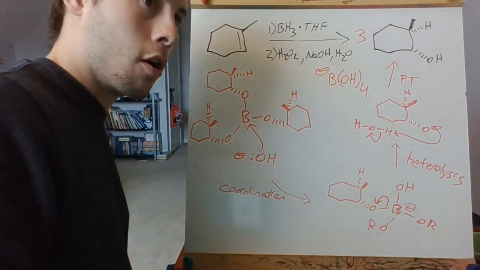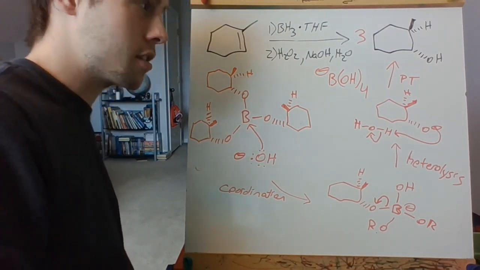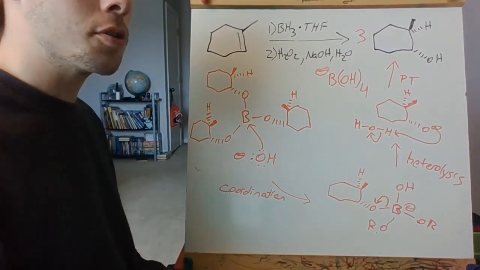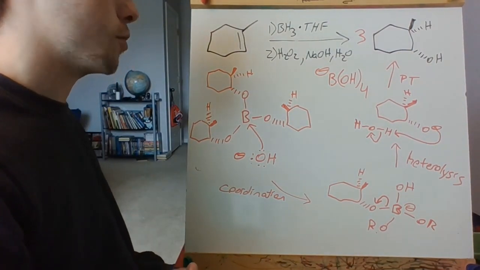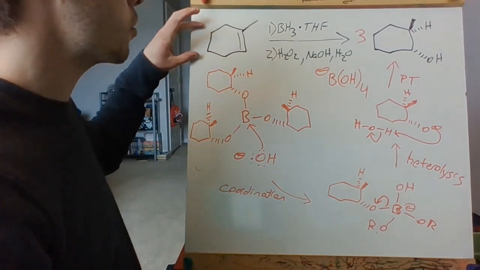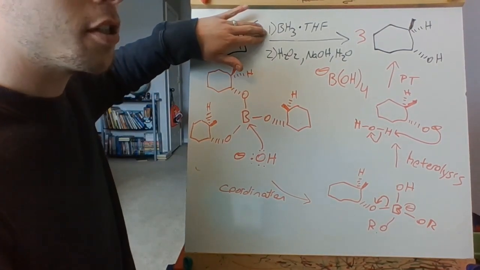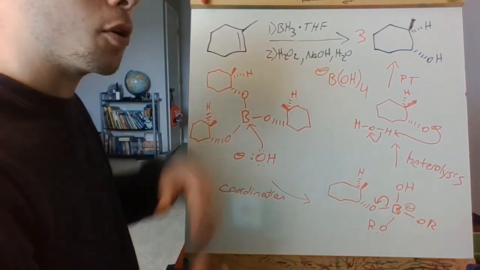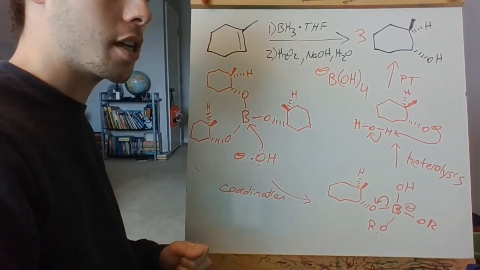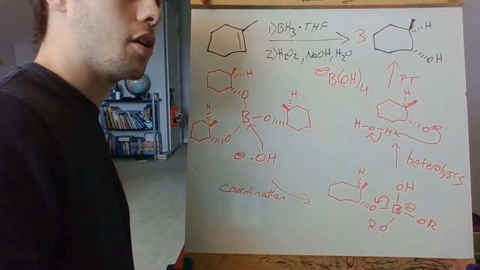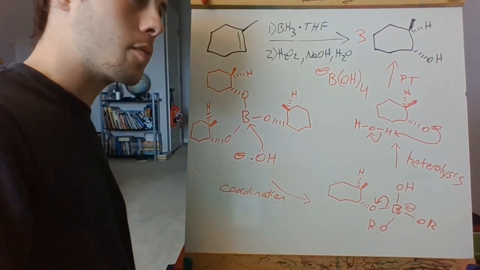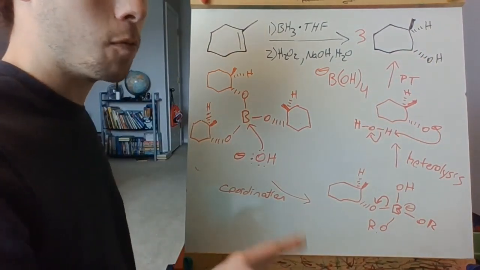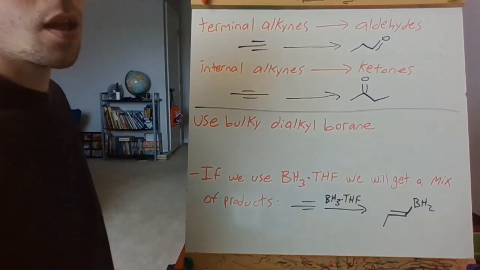So I know this was a long mechanism, but this is an extremely useful reaction in organic chemistry. So I know you'll see it again. And so just remember, when you treat alkenes with a boron reagent, such as borane THF, followed by oxidation, so hydrogen peroxide, sodium hydroxide, you get addition of the OH to the less substituted carbon, and the OH and the H add to the same face of the molecule.